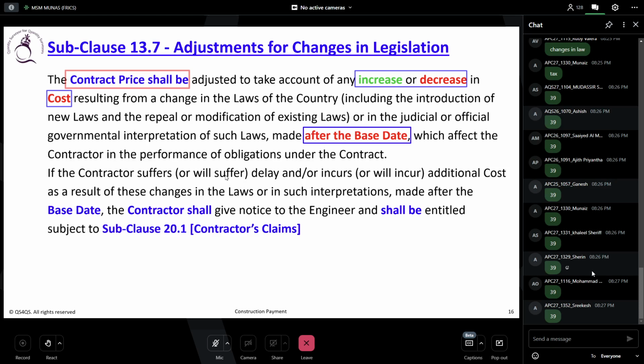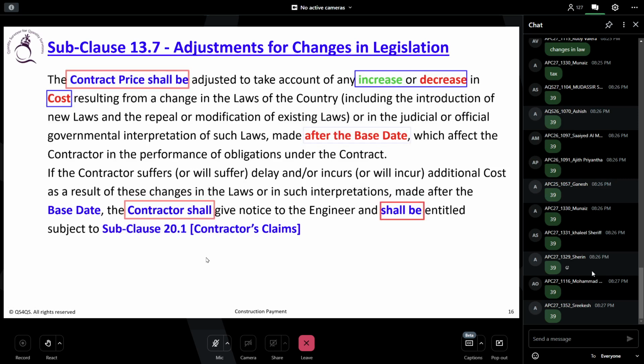Which affects the contractor in performance of obligation under the contract. If the contractor suffers or will suffer, you have to understand. If the contractor suffers, he already started to face the challenges, or he is expecting he will face the challenges. So delay and or incurs or will incur additional cost as a result of these changes in the laws or such interpretation made after the base date, the contractor shall give notice to the engineer and shall be entitled subject to subclause 20.1 contract claim.